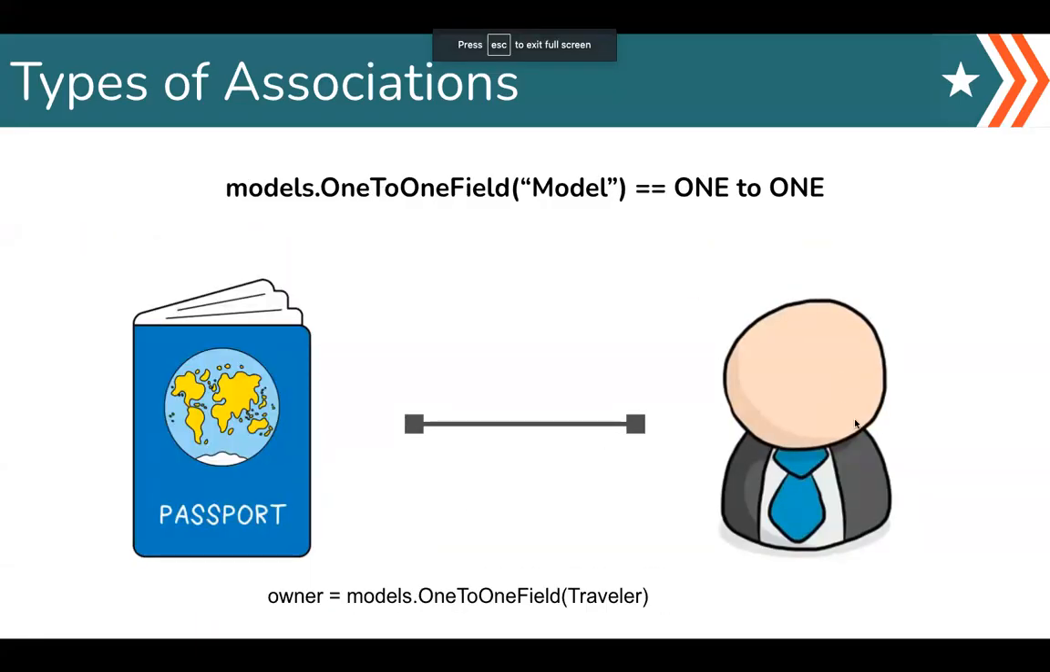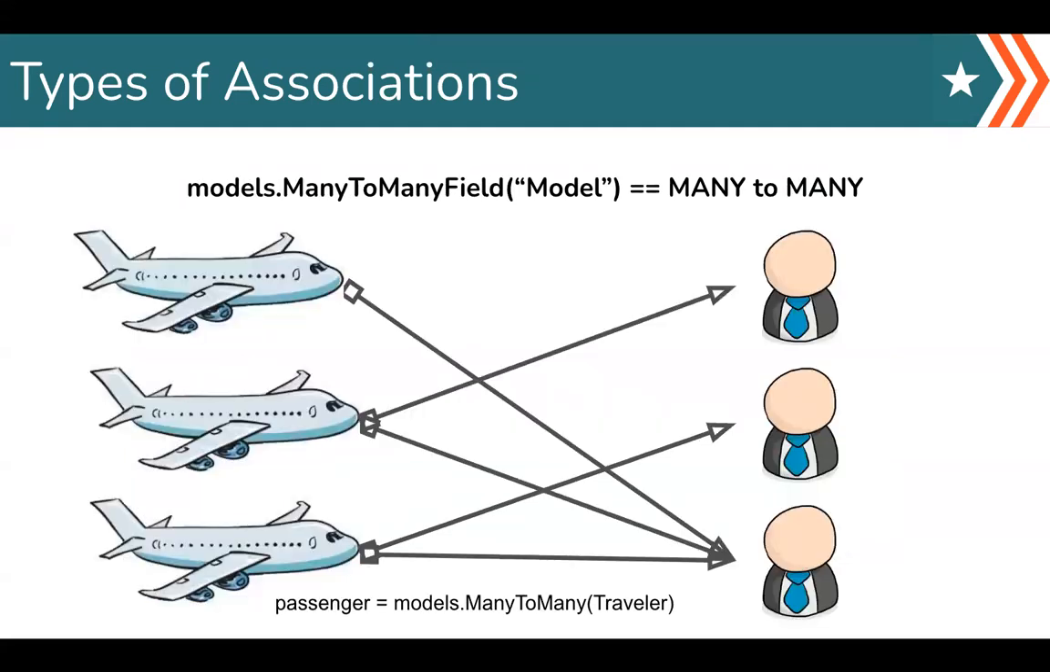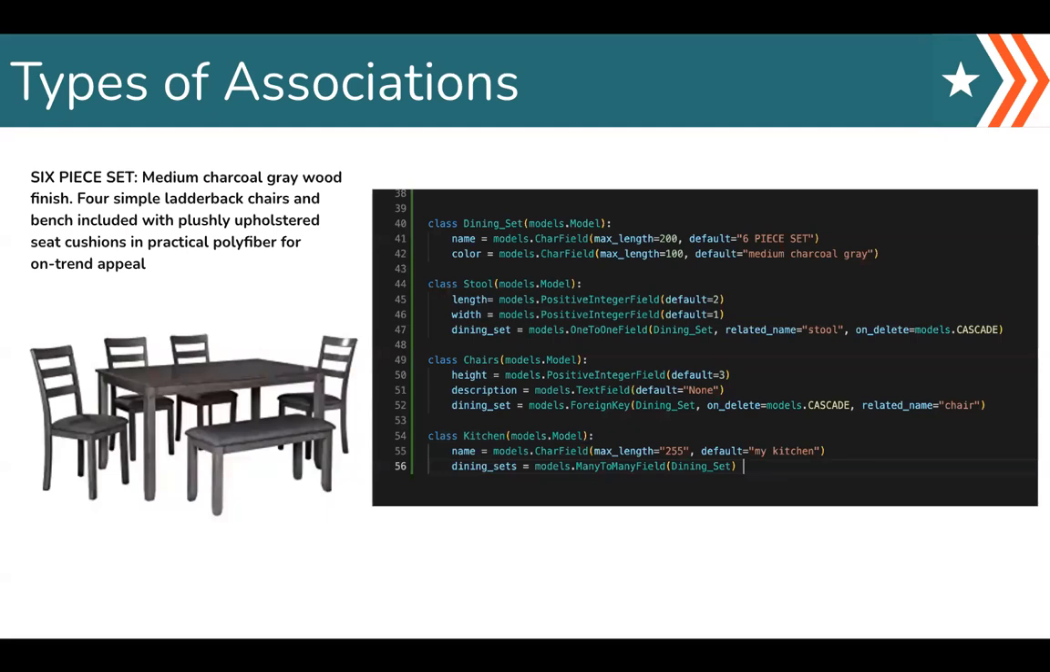We just went over one-to-one fields, we covered many-to-one fields through foreign key relationships, and we covered many-to-many relationships through the many-to-many field. So now let's take a look at how we could take these associations to the next level and what that would look like. So here we have a dining set. We would want an object to represent each one of them. So for example, in this dining set, we have 4 chairs, 1 table and 1 stool.